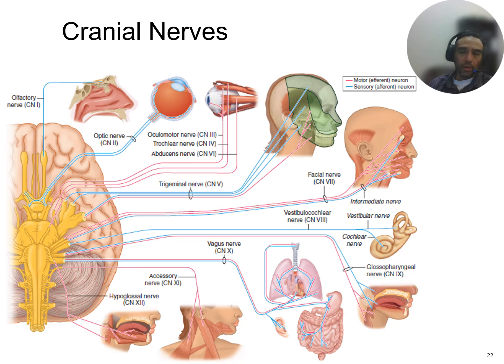All right, cranial nerve number 6, abducens nerve. It's a motor nerve, and it controls the lateral rectus muscle of the eye, and it's responsible for outward eye movement. I'm trying to do it now.